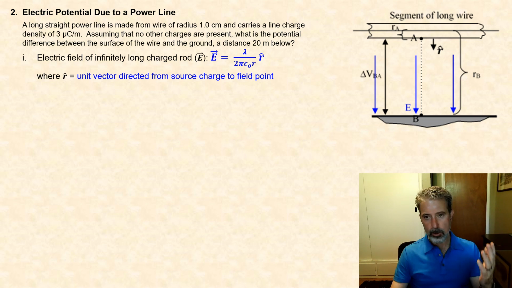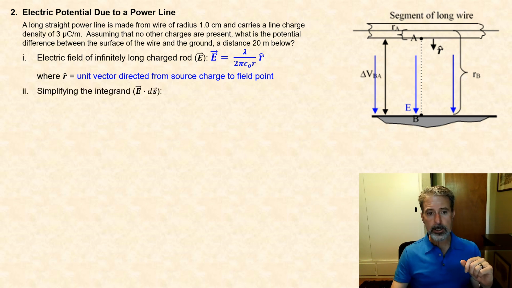And here, once again, r hat, remember, is that unit vector, and as always, it's directed from the source charge to the field point. In this problem, because of the symmetry, it is pointing in the radial direction. So given this, let's simplify the integrand. Remember the electric potential is minus the integral of E dot ds. Let's just start here by taking a look at this integrand here, E dot ds.